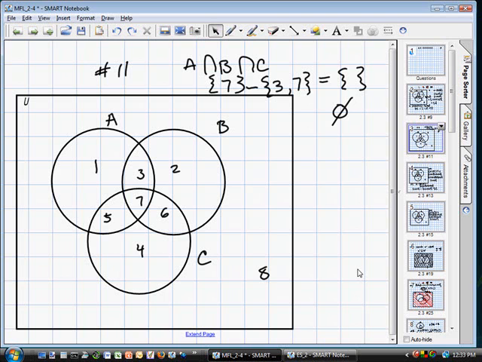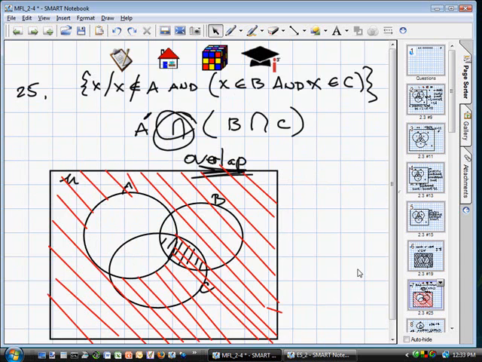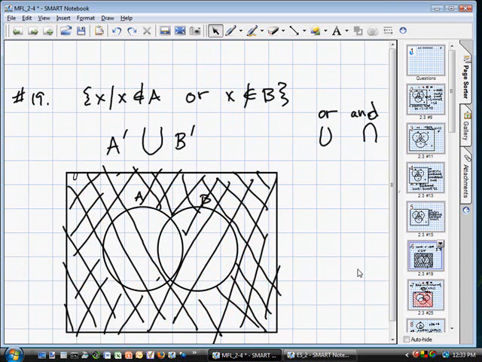Okay. Other questions? Yes. Number 19. Let's see if we can make sense out of this. 19 says, draw a Venn diagram to illustrate this specified set: all x such that x is not an element of A, or, which means union, all x such that x is not an element of B.